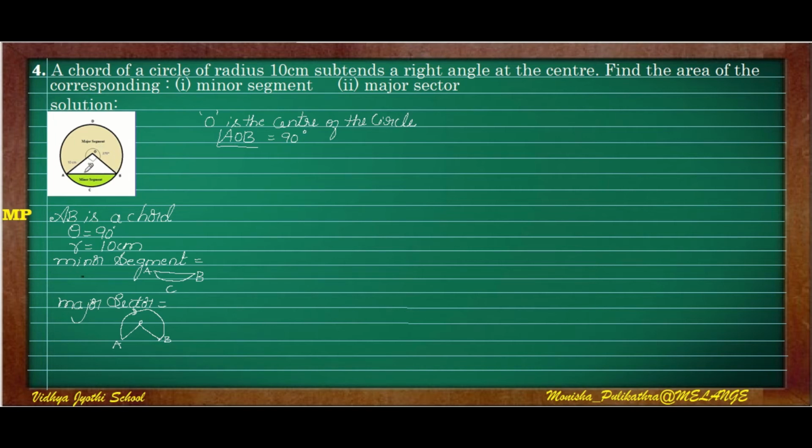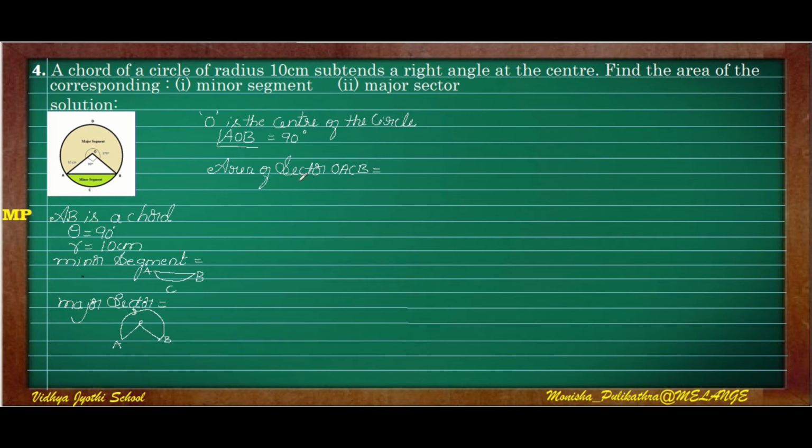In order to find this segment, first we need to find the minor sector, and from the minor sector, if we subtract this triangle, we will get this minor segment. Okay. So first we need to find the area of the minor sector. So area of sector OACB. Okay, this is the minor sector. OACB is the minor sector.